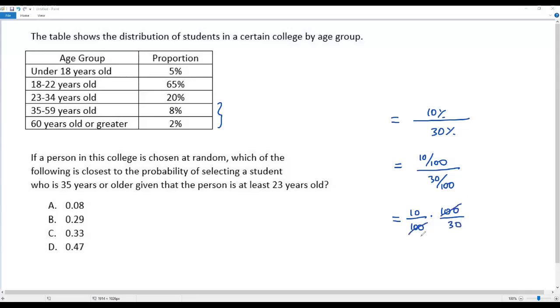This 100 will cancel out. I'm getting 10 over 30. So this 0 will cancel. I'm getting 1 over 3. So when I divide 1 by 3, I'm getting 0.333. So it's a repeating decimal, non-terminating and repeating decimal. So when I round this number to the nearest hundredth, I'm getting 0.33. So this is the required probability. I find 0.33 in option C. So the correct answer choice for this question is option C.